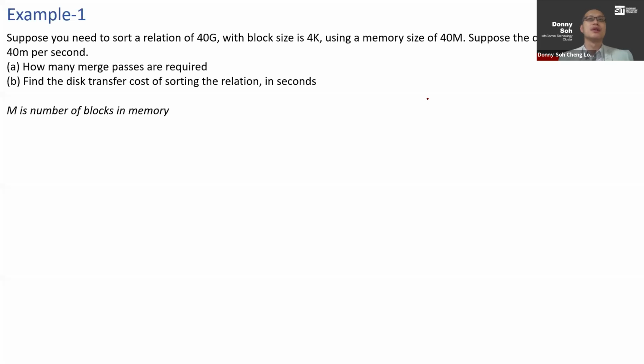Okay, so you want to try this for a while first? To find out the number of merge passes, you want to find out the number of blocks in memory. So the hint is that my relation is 40 gig, my block size is 4K. I want to find out how many blocks are there in my relation. And I also want to find out how many blocks can fit into memory.